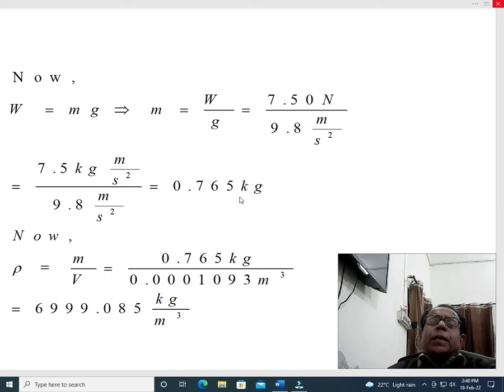So one part of our problem is almost solved, that is weight has become equal to 0.765 kg. Now we know by definition that rho is equal to m over v, mass over volume. Here in place of the sign of equality we can also use three lines, which will be read as rho is defined as mass per volume.